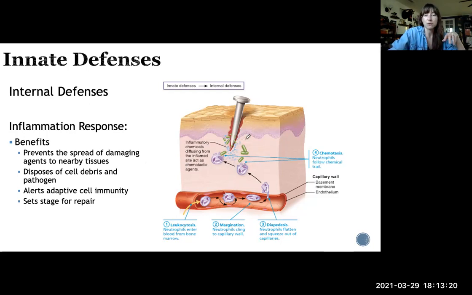It's going to dispose of debris, whatever has gotten in here. Maybe not the nail, that might be up to you. You'll probably have to remove the nail, but any little bits of rust or horrible things that are on there, dirt, and whatever pathogens are in there as well, that all has to be cleaned up by your macrophages, your neutrophils. These guys are going to come in and phagocytize all of that stuff, right? And it sets the stage for repair.